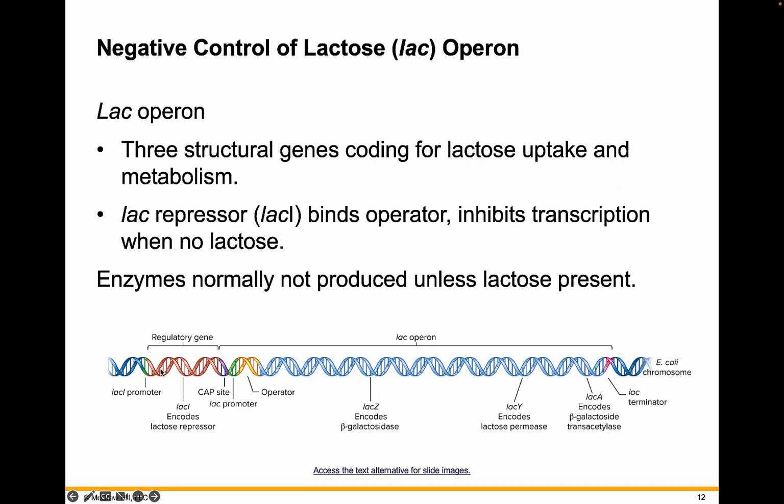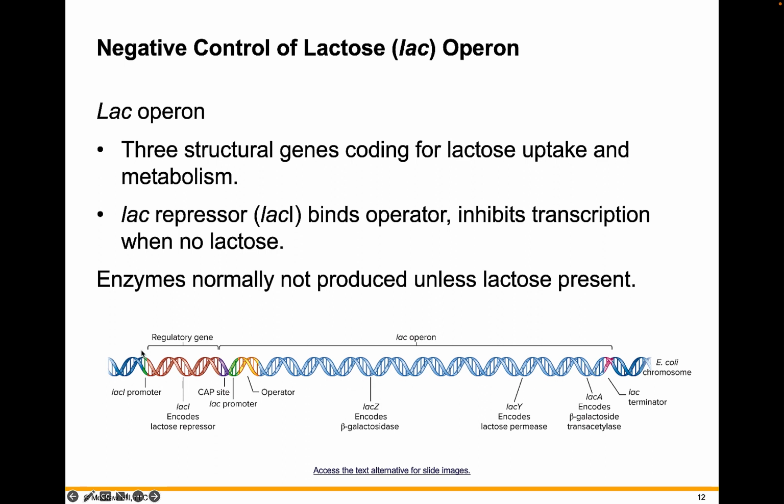And before that, you have a regulatory gene known as LacI, which produces a lactose repressor. This is a transcription factor for this. So we are going to see that. And this is controlled by a promoter, which is the LacI promoter. So this LacI promoter only controls this, whereas the lac promoter, CAP site, and operator control the expression of all three genes. So the enzymes LacZ, Y, and A are not produced all the time.